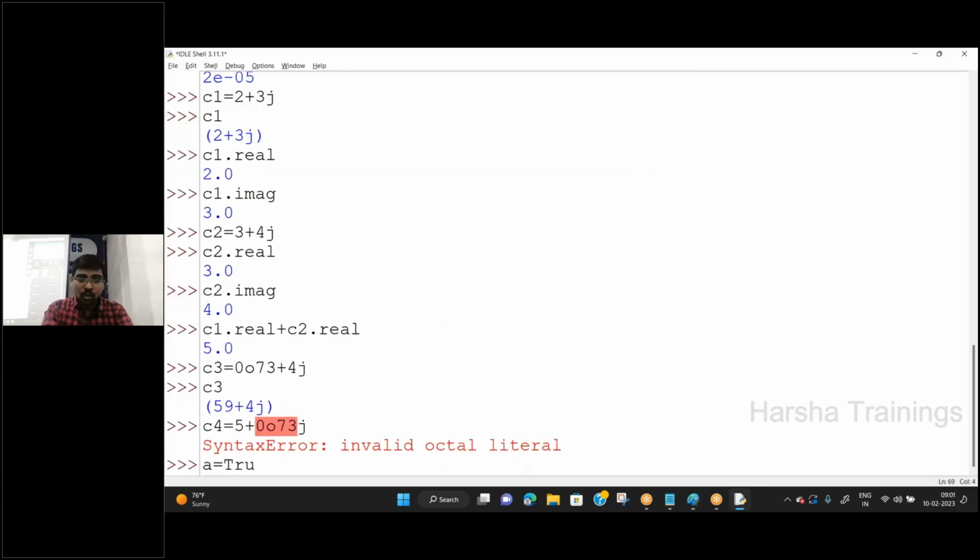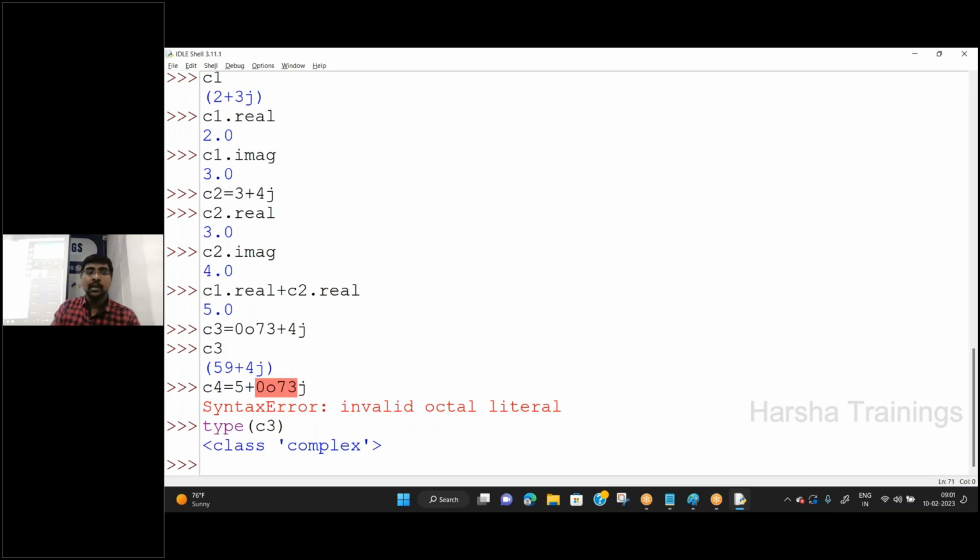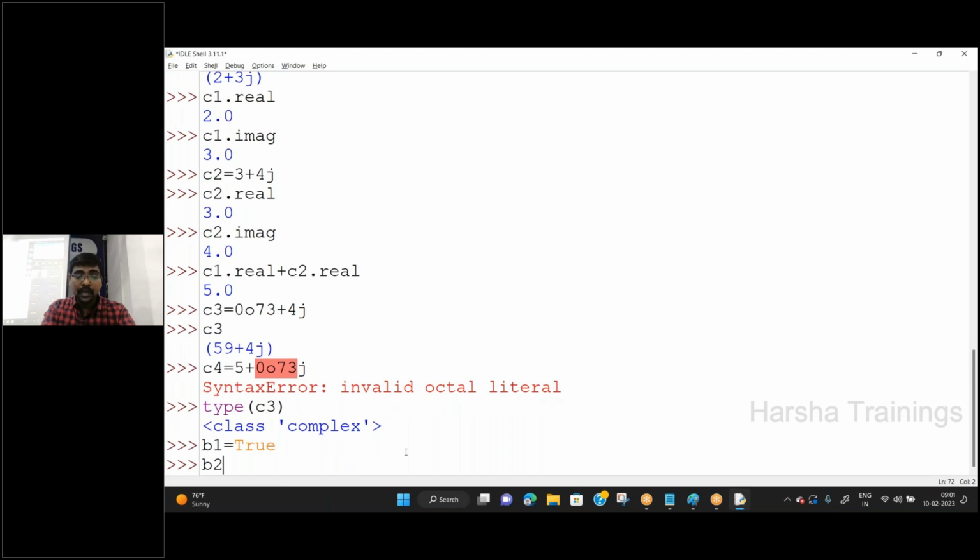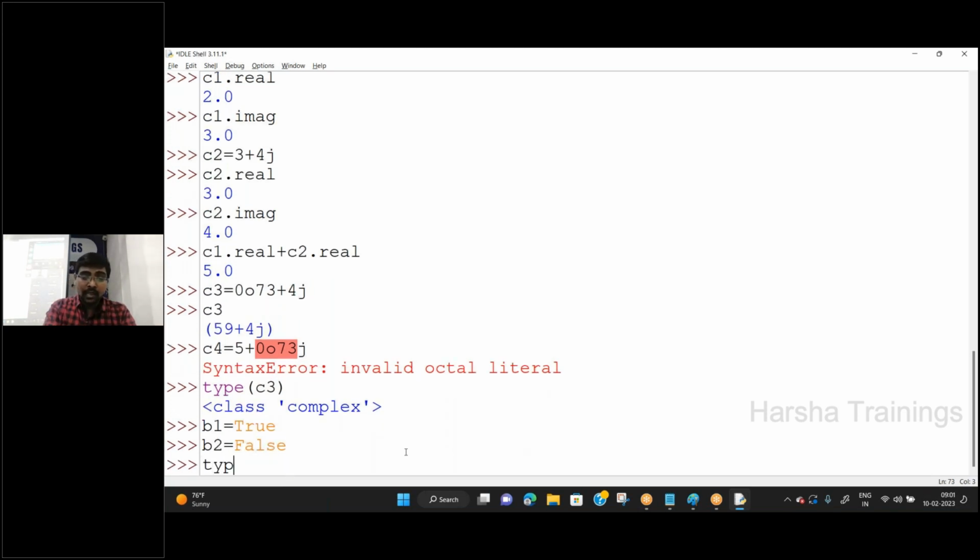Execute this one. Before that, I forgot one thing. Type of C3 is complex. In the first example, I showed all the types at a time. So right now, type of C3 is complex. Now, B1 is equal to True. This is called Boolean. B2 is equal to False. This is called Boolean.